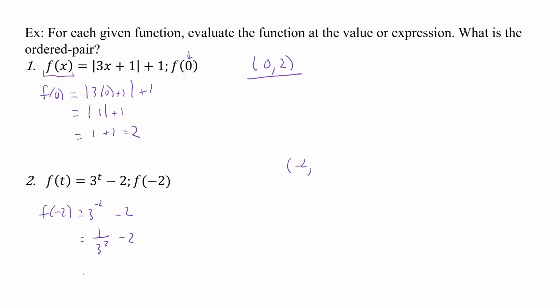Minus 2. Well, 3 squared is 9, so that's 1 over 9 minus 2. Well, here we have to get a common denominator, so we have to multiply by 9 over 9. So that's going to be 1 over 9 minus 18 over 9. So that's going to be minus 17 over 9. And that's our ordered pair plugging in negative 2 into our value here.